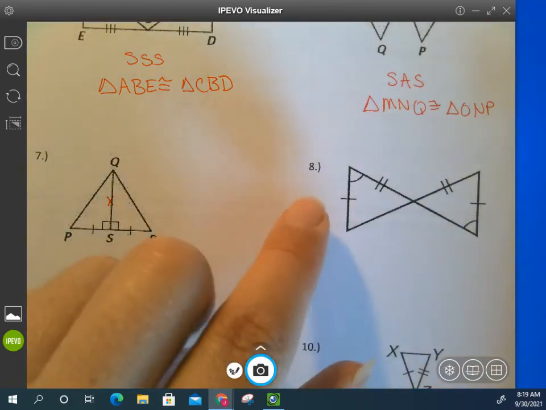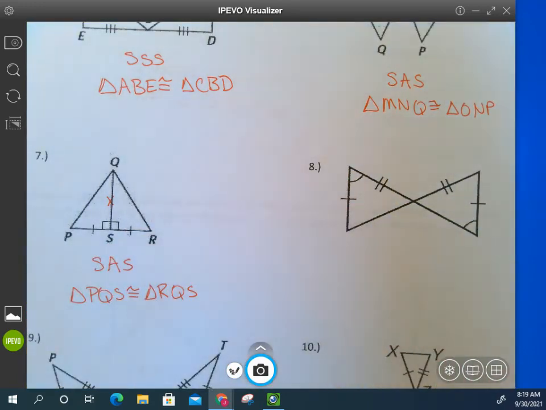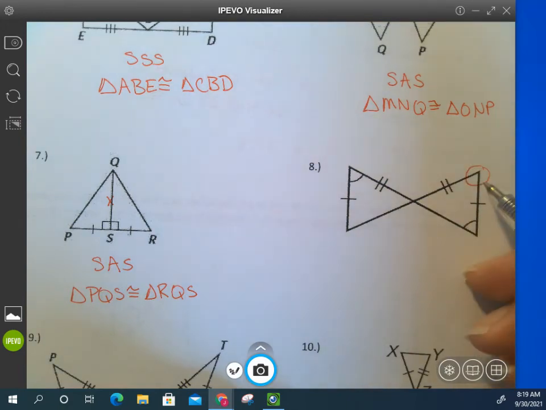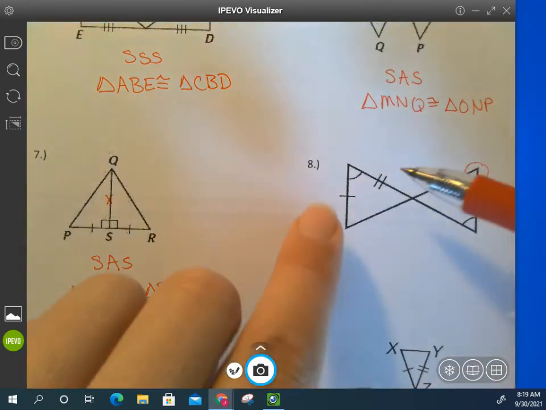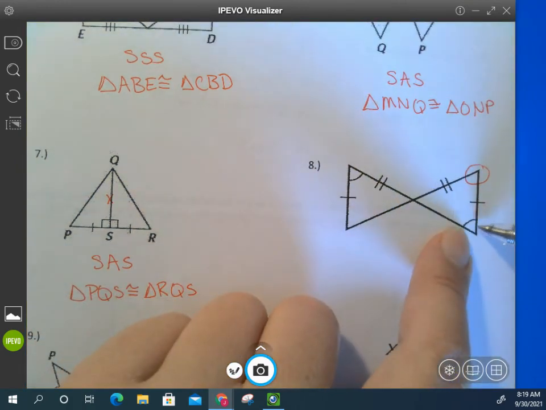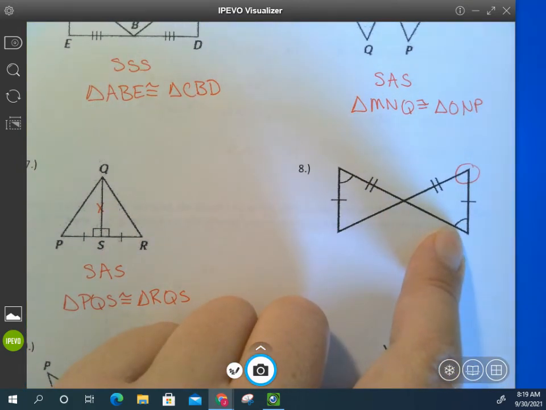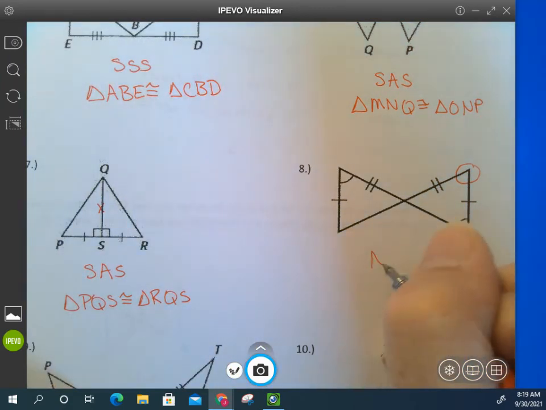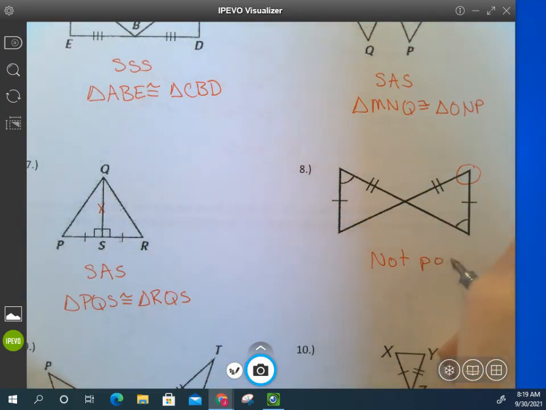Okay, how about number 8? At first glance, I see side, angle, side, and that's what I was thinking, but this angle is here. That would be the angle I need. Do you see it? This works with side, side, angle. Guys, this spells a swear word, and that is not one of the options. It wasn't an included angle, so this one is not possible.